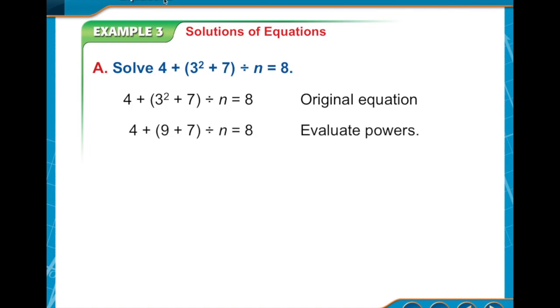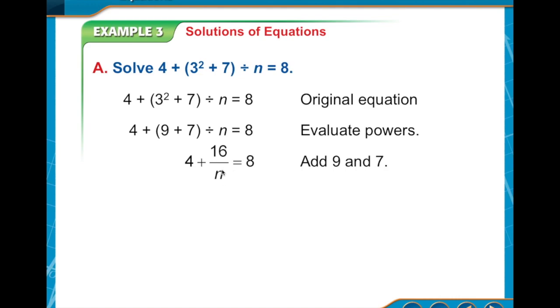So we need to just start by simplifying everything we can. So we evaluate the powers. We're doing PEMDAS, order of operations. 3 squared is 9. From there, we need to simplify what's inside of the parentheses. So 9 plus 7 gives me 16. And this is divided by n. So a number over n, we can write that as a fraction instead of using the division sign. This is the easiest way to do it. 16 over n plus 4 at the beginning.